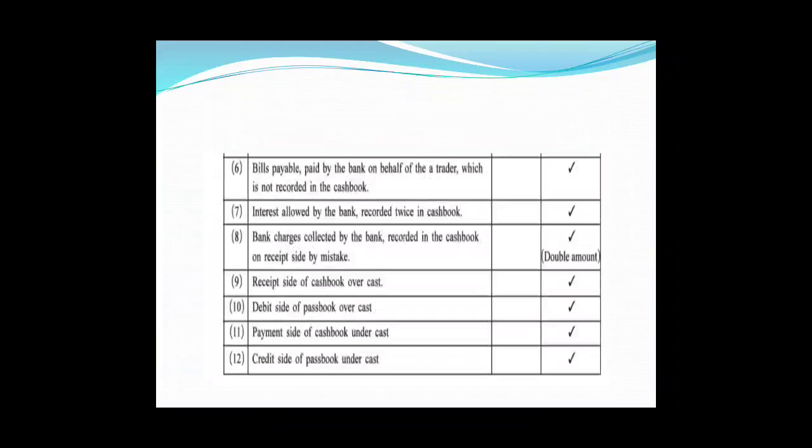Now payment side of cash book is undercast. Payment side, that is credit side of cash book, is undercast. So we need to give the same effect. Total is undercast, so we have to increase the total, that is, credit effect we have to give. And credit side of passbook is undercast. If the credit side of the passbook is undercast, again the same thing, credit effect we have to give, we have to increase the credit total, right?